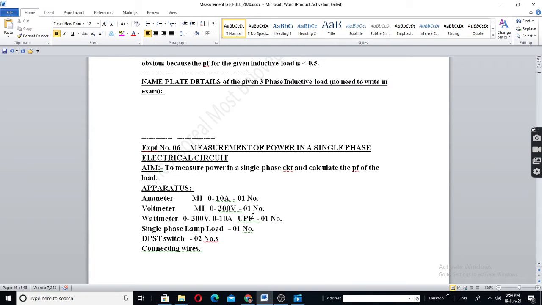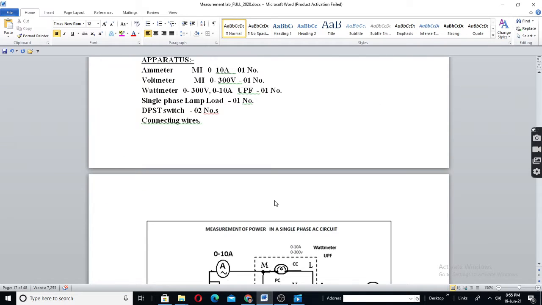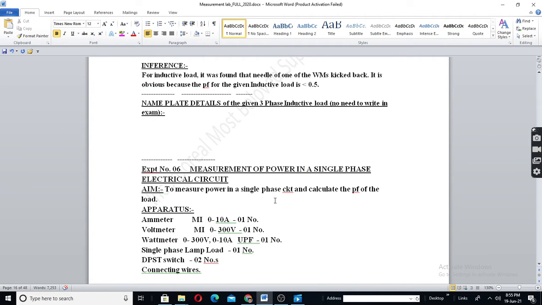Class 6. Measurement of power in a single phase electric circuit. Okay, this is a very simple experiment but very important.